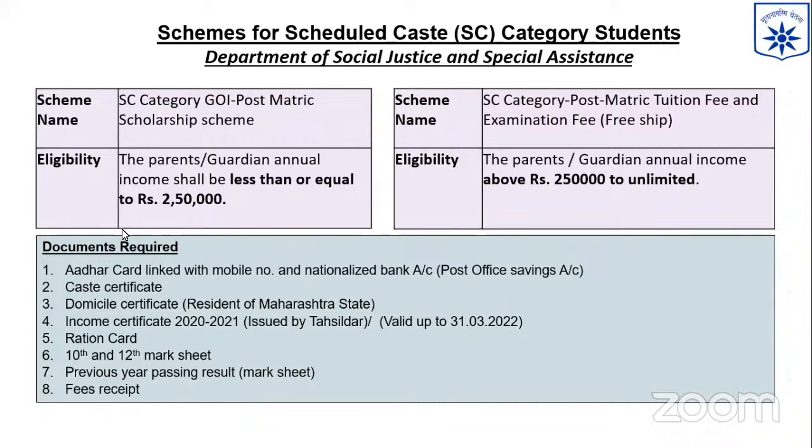You can apply either for the scholarship scheme or for the Freeship scheme depending upon your parents' annual income, depending upon your parents' yearly income. Okay, so these all are the documents.